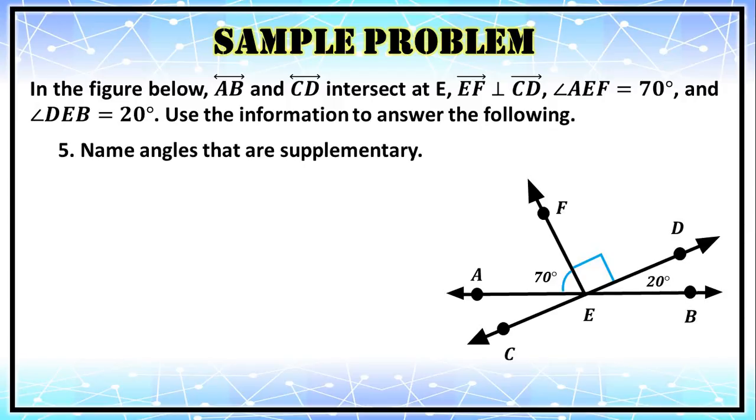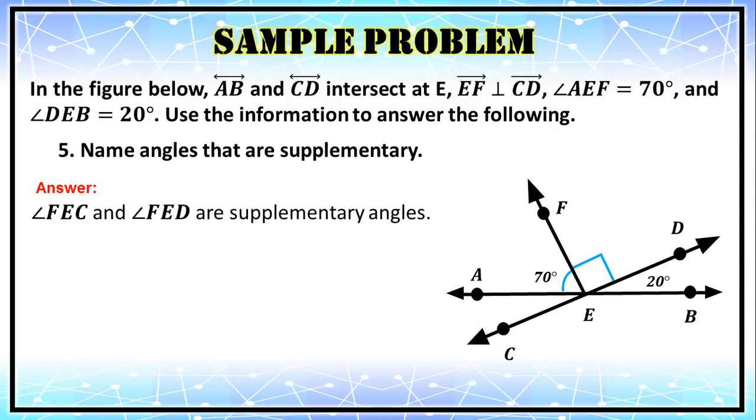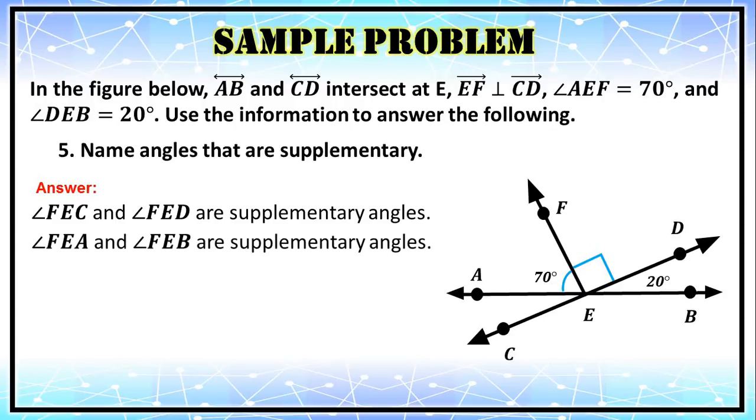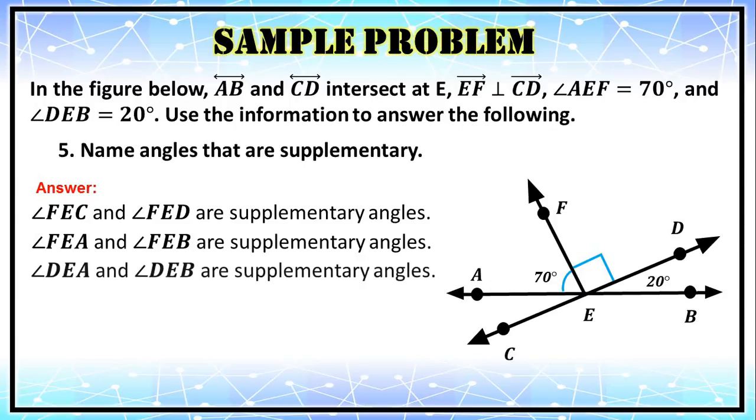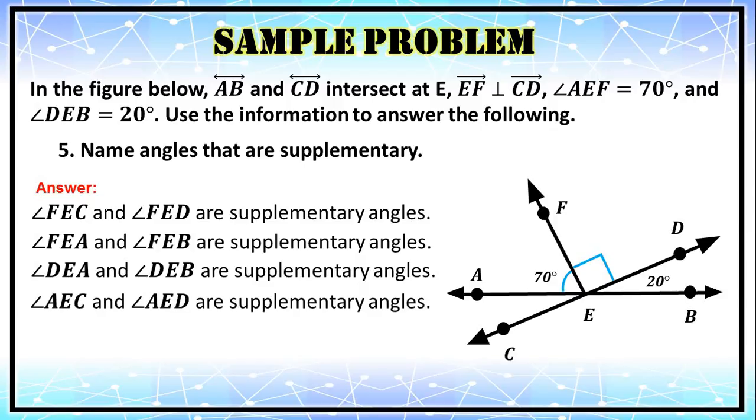Number 5 is to name angles that are supplementary. Since we already answered angles that are a linear pair, the angles that are a linear pair are also supplementary. So angle FEC and FED are supplementary angles. Angle FEA and FEB are supplementary angles. Angle DEA and DEB are supplementary angles, and also angle AEC and angle AED are supplementary angles.